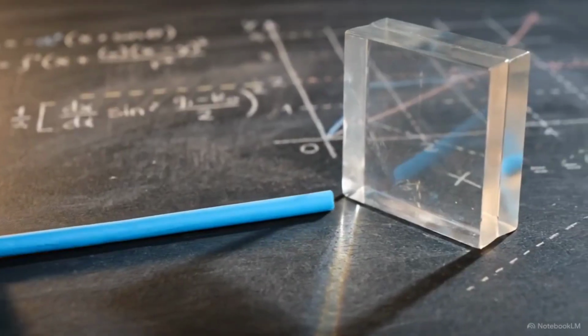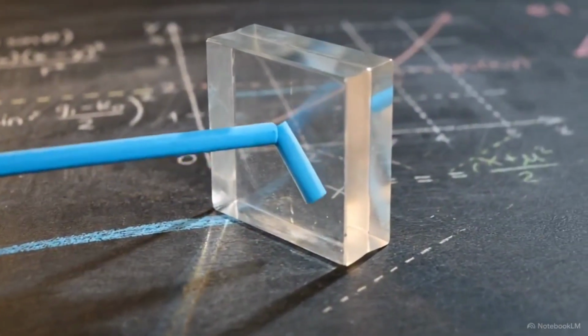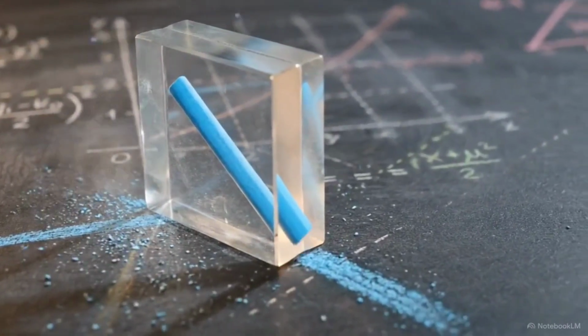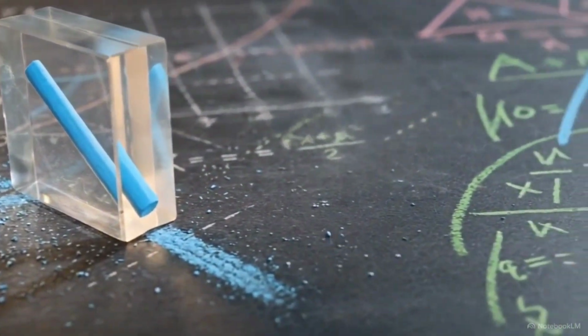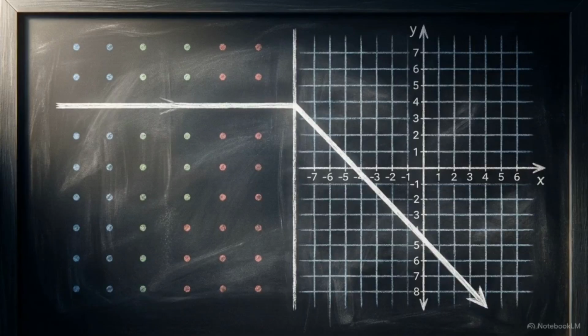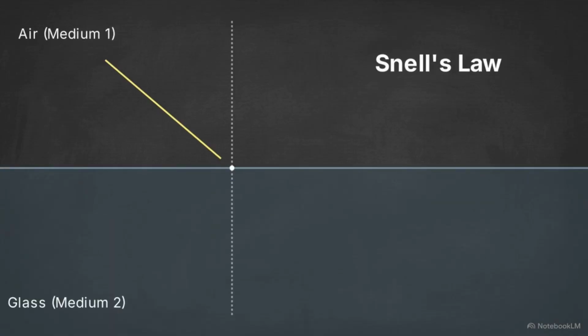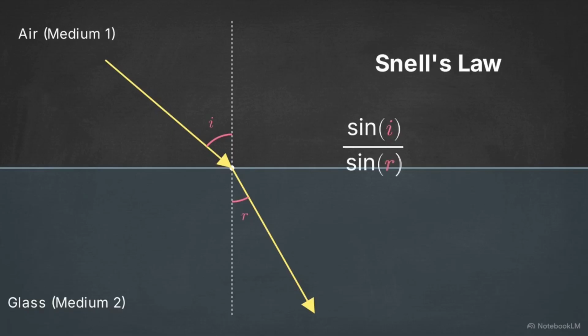When light completely crosses over from one transparent material, like air, into another, like glass, it doesn't just bend randomly. The change in direction follows a very strict mathematical ratio based on the speed of light in those specific materials. This diagram illustrates a principle known as Snell's law. It states that the ratio of the sine of the angle of incidence to the sine of the angle of refraction is always a constant value for any given pair of media.